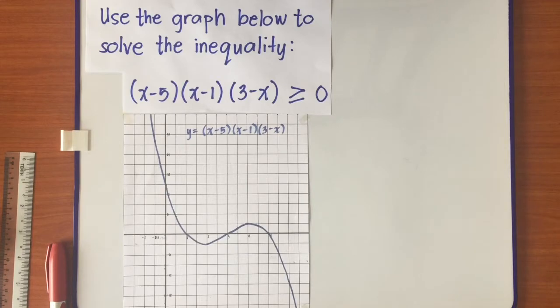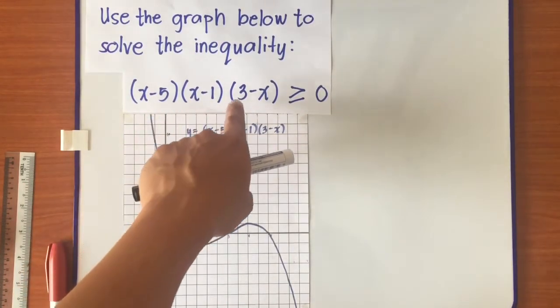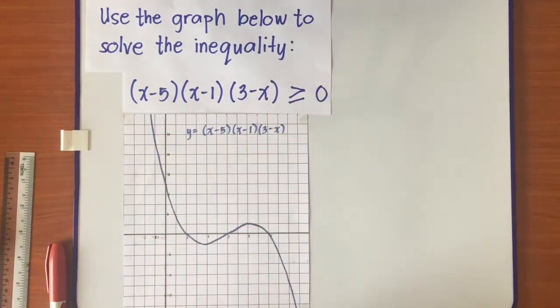about mathematics and additional mathematics. We will now be dealing with another problem that involves solving cubic inequalities graphically, meaning you are already given the graph and you are solving an inequality out of that graph. Okay, example here: use the graph below to solve the inequality (x minus 5)(x minus 1)(3 minus x) is greater than or equal to 0.